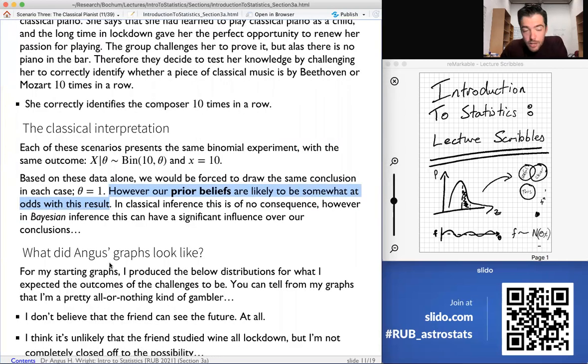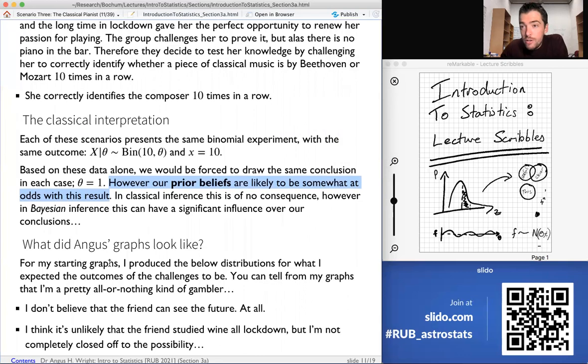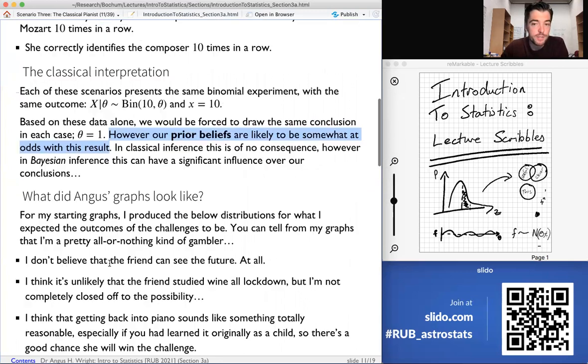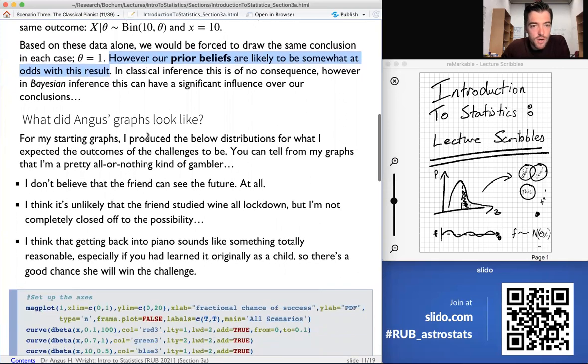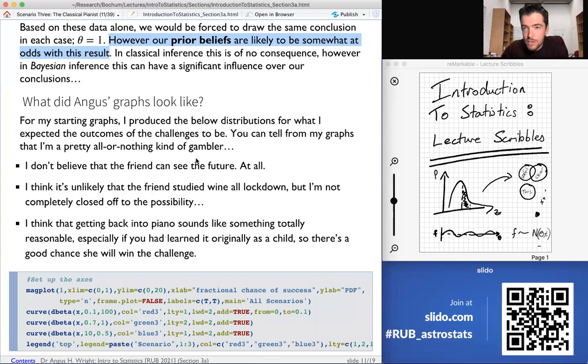So the way in which we're going to go through this is I'm going to show you now what my graphs look like, and we're going to use those as an example. But you should think about this in terms of what your graphs look like and see how you interpreted things and how the observation of the data modified your interpretation. For my starting graphs, I produced the distributions that I'm about to show you.